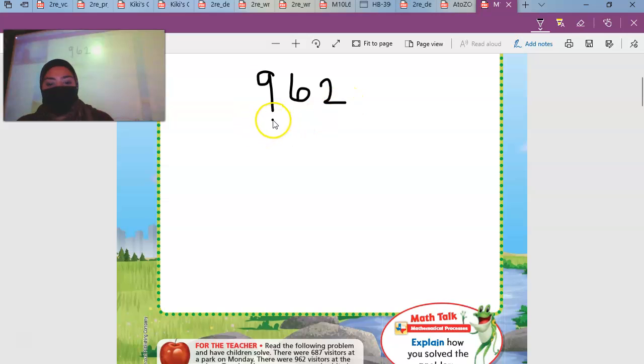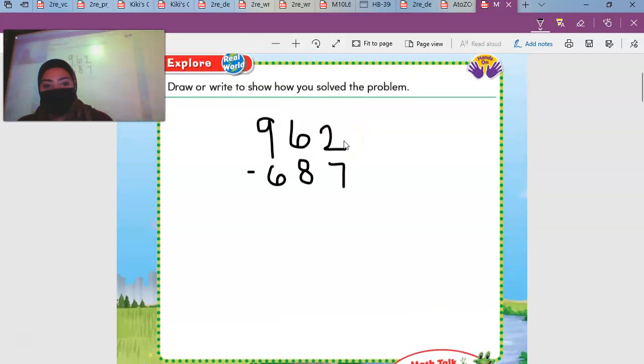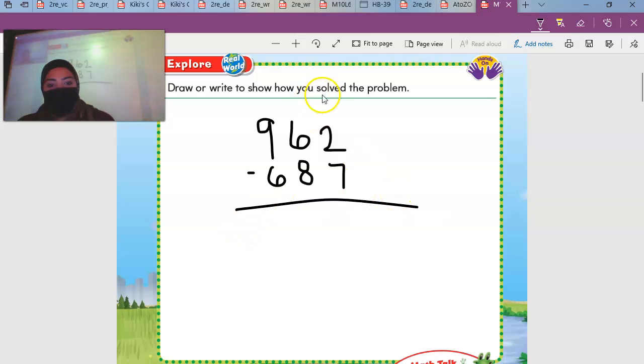So 962 take away 687. Now remember, the big number has to go first, so that's why 962 is on the top. All right. Now elevator, escalator, 2 minus 7. Can we do that? No. If the top number is smaller than the bottom number, you have to regroup. 6 becomes a 5, and 2 becomes a 12. Take away 7. 5 and 5 take away 8.